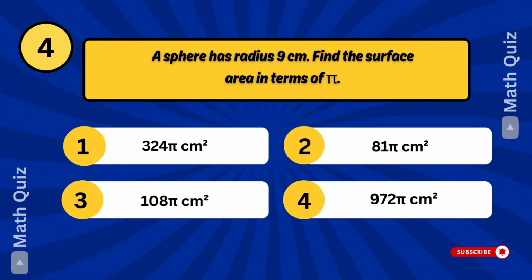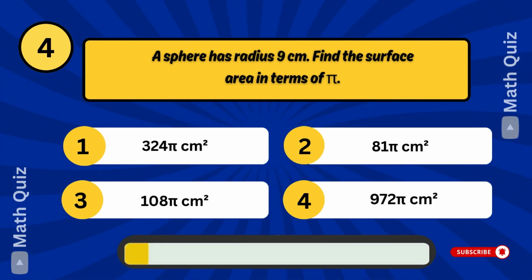A sphere has radius 9 cm. Find the surface area in terms of pi.